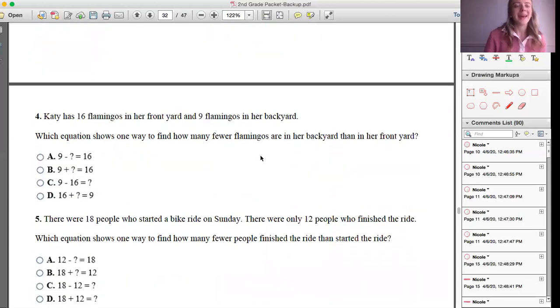Number 4, Katie has 16 flamingos in her front yard and 9 flamingos in her backyard. Which equation shows one way to find how many fewer flamingos are in her backyard than her front yard? When we see the words how many fewer, we know that means the difference. So you are taking 16 minus 9.